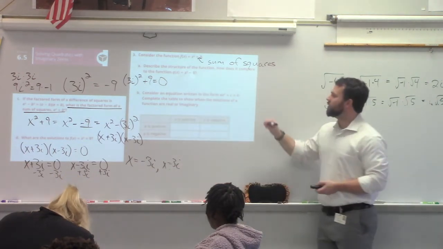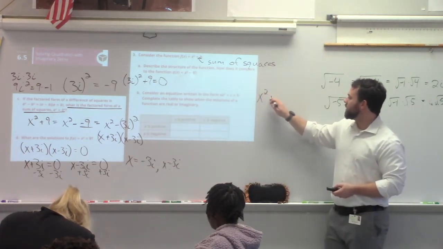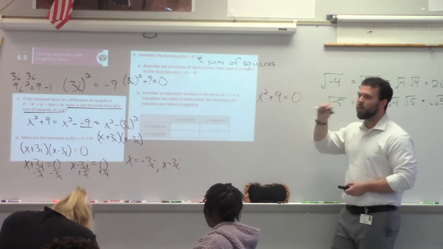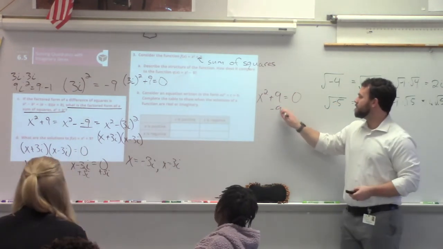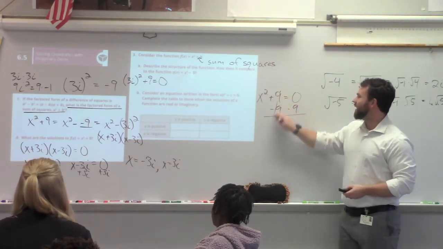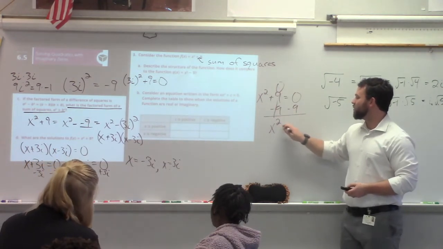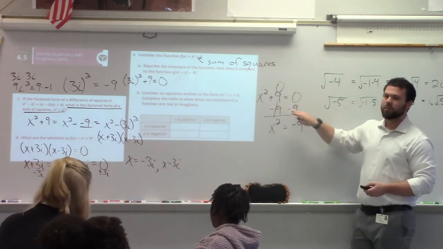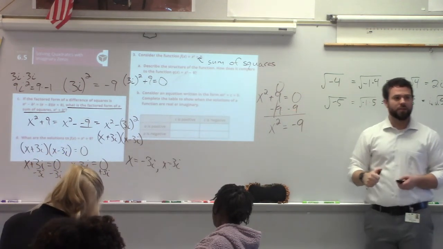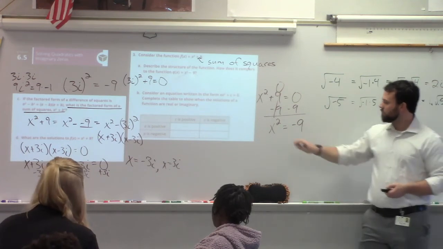Really quickly though, I do want to point this out. Does anyone know of another way to solve this equation other than factoring? Can I subtract 9? If you see this vertex form, you can use inverses. Once you have that vertex form, you can use inverses. Now, square root.